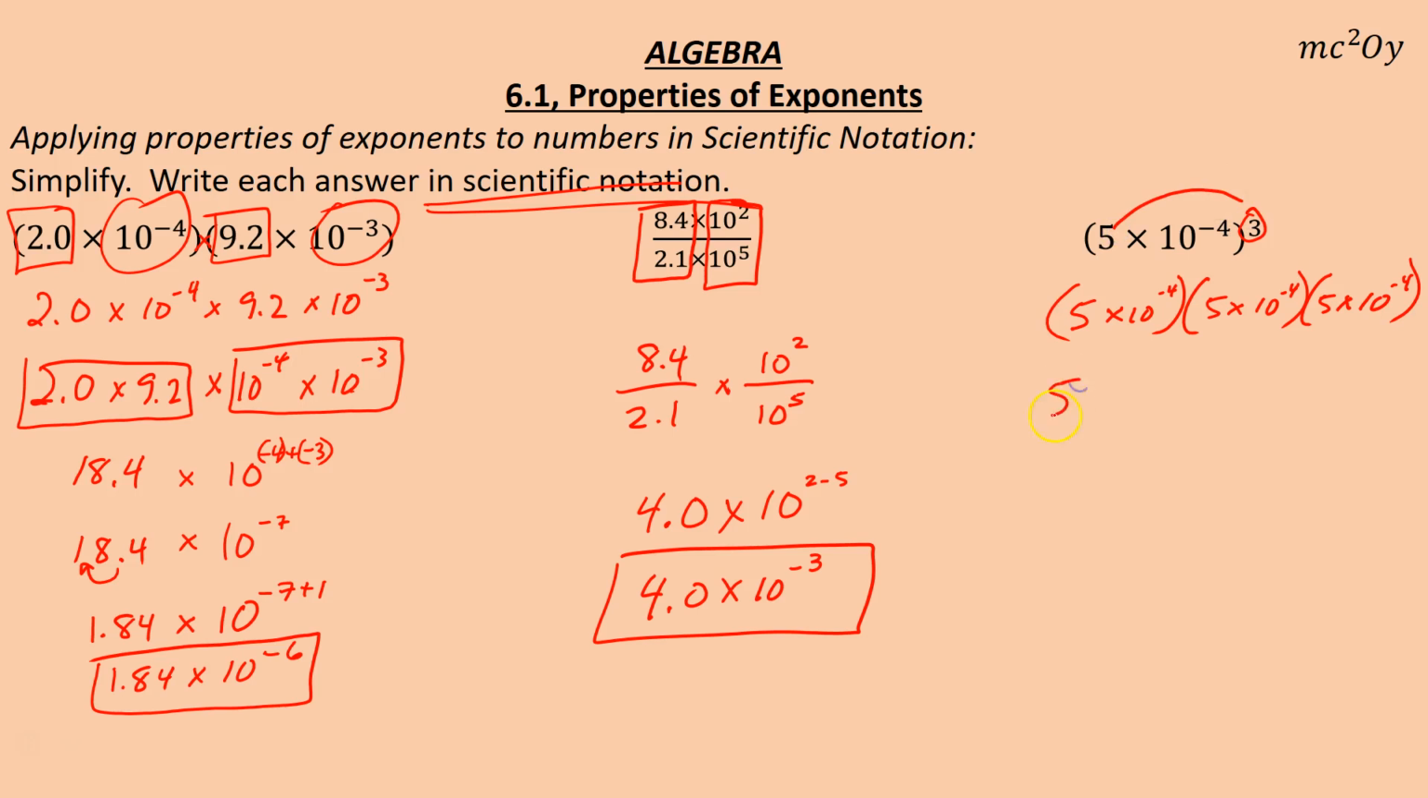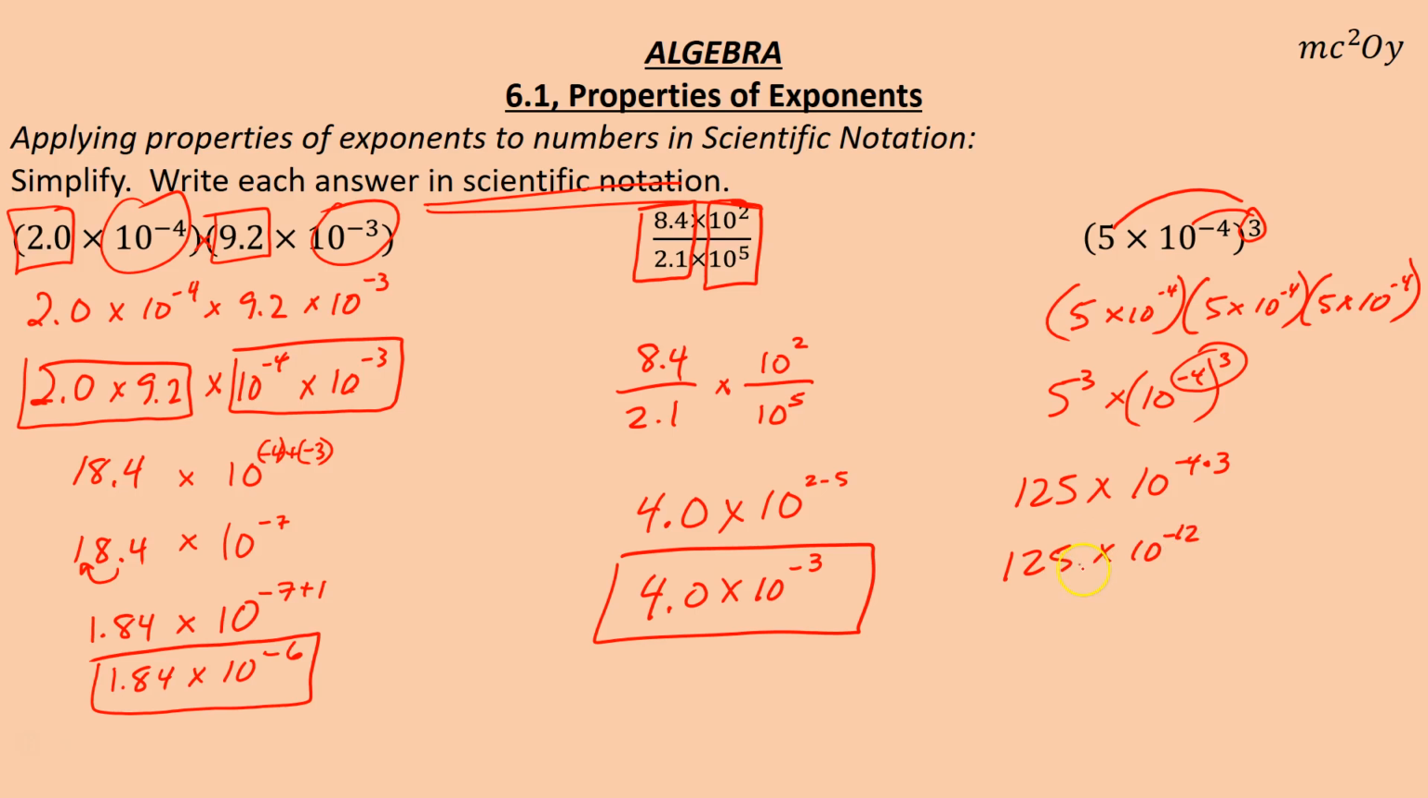It means you have 5 to the third power, right? 5 times 5 times 5. And 10 to the negative fourth to the third power, which is 10 to the negative fourth times 10 to the negative fourth times 10 to the negative fourth. Well, 5 to the third is 5 times 5 times 5, or 125. And 10 to the negative fourth to the third, remember, power to power means you multiply those. That's 10 to the negative fourth times 3. So 125 times 10 to the negative 12.